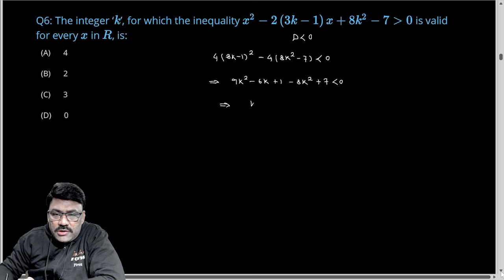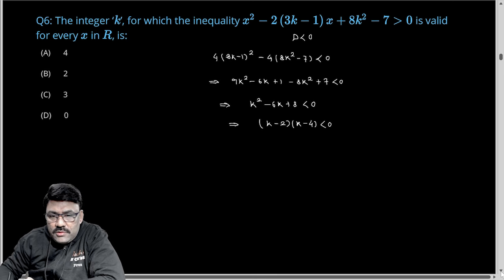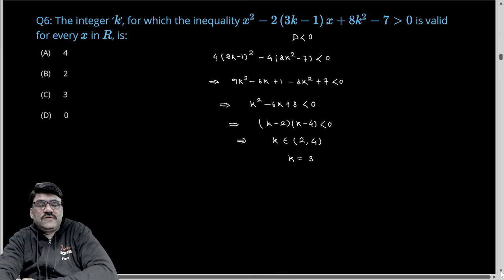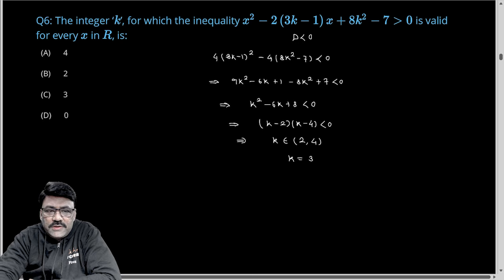Now you are getting what? You are getting k square minus 6k plus 8. And its factors are k minus 2, k minus 4, less than 0. So hence k must lie between 2 and 4. And between 2 and 4, there is only one integer, 3. So hence k must be 3. Means option C is the correct option here, right?